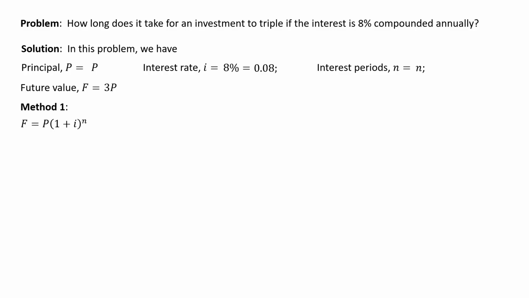Cool. Method 1: F equals P times (1 plus i) to the n. Plug and chug: 3P for F and the original P. Now you notice we can divide both sides by P. So it doesn't matter what the principal was. As long as whatever principal I have should get tripled, you don't need to know exactly how much you invest at t equal to 0. So 3P over P, we divide both sides by P, and we get 1.08 to the n equals 3. Would you agree?